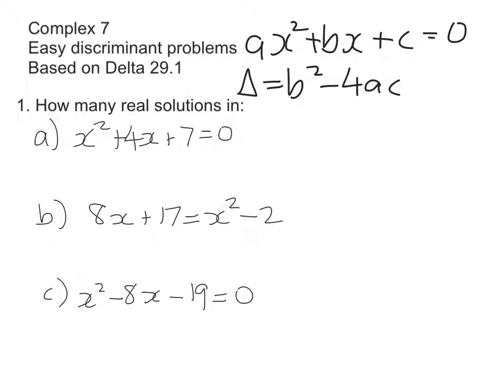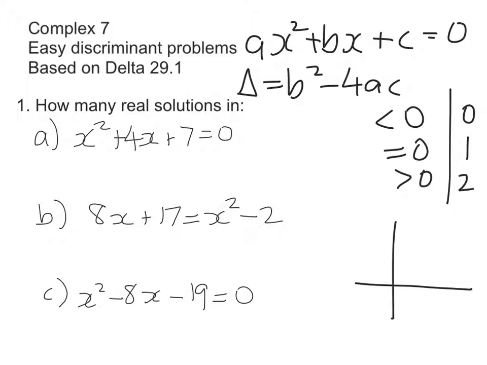And we've got three situations. If delta is negative, we've got no real solutions. If it's equal to 0, we've got 1. And if it's greater than 0, we've got 2. You can see that if you draw a little graph: that's no real solutions. That's one real solution. In other words, there is one value of x where the quadratic expression will equal 0. And the last one is where I've got two real solutions, so that's where my discriminant is greater than 0.